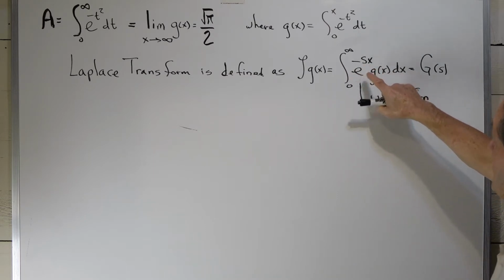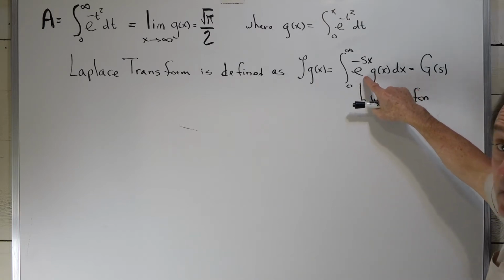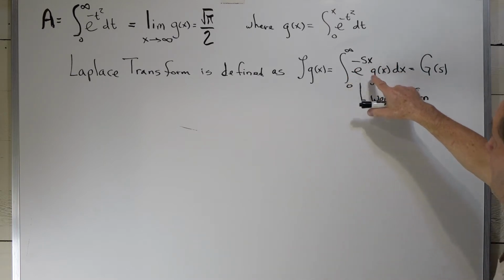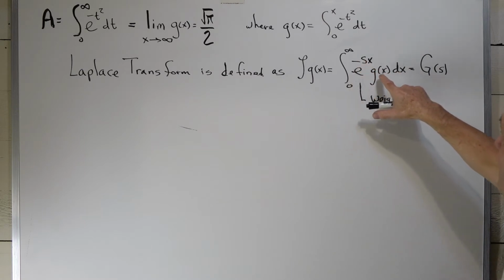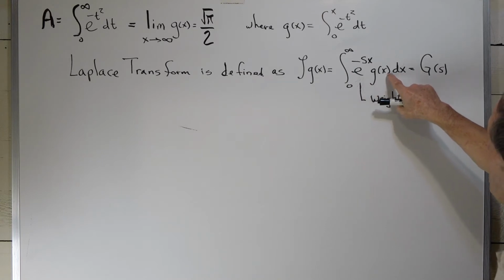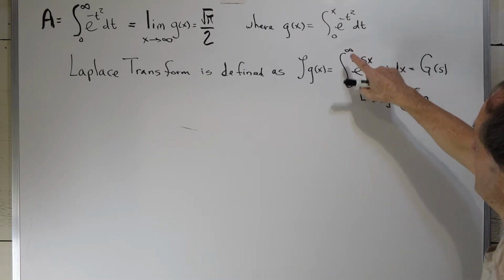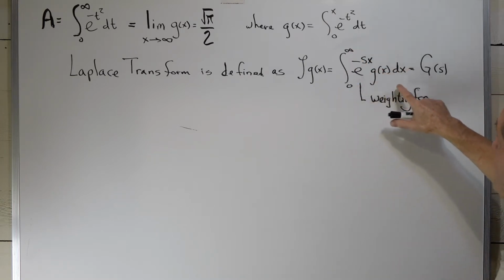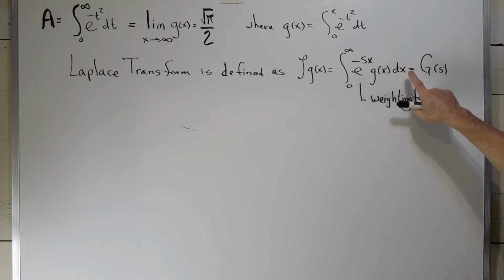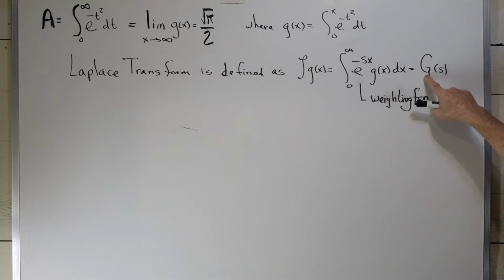And the e to the minus sx is what we call a weighting function. This weighting function is put into the integrand to ensure that the integrand is going to be of what we call exponential order, and it forces convergence of this particular integral. And what happens here is the integration with respect to x, since we're evaluating between two definite limits, 0 and infinity, the x gets integrated out and we're left with a function of s. And we denote the Laplace transform as capital G of s.